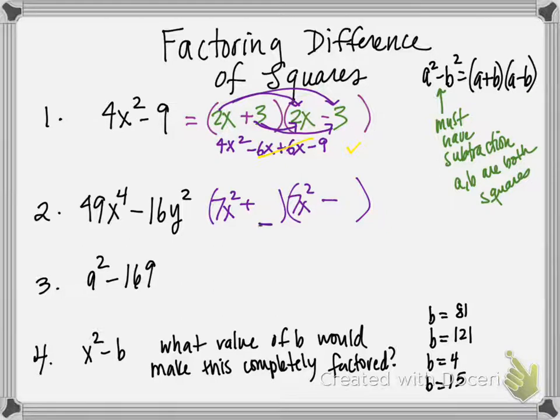And then what goes in the back spots here, again, you look at the back term and you take the square root of that, or you say, what can I multiply by itself to get 16y to the 2nd? That would be 4y times 4y.